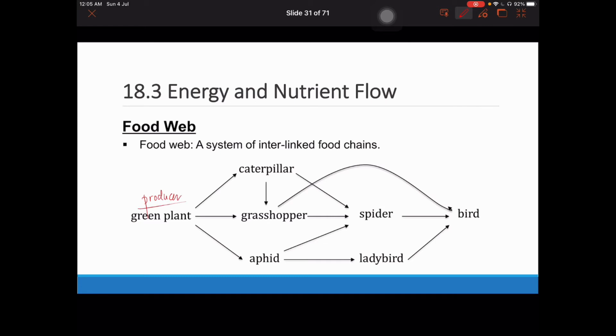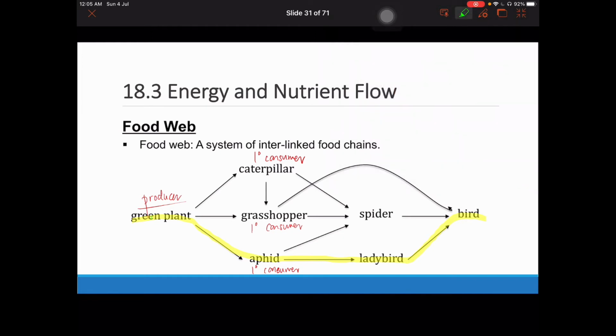But this one producer is being fed on by different types of primary consumer within the first trophic level. So all these, the caterpillar, the grasshopper, as well as the aphids over here, they are known as the primary consumer of their own food chain, right? So when you try to study the food web, it's good to just focus on a food chain by itself. So this is one of the possible food chains.